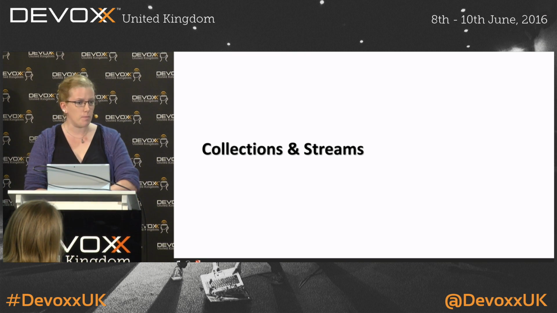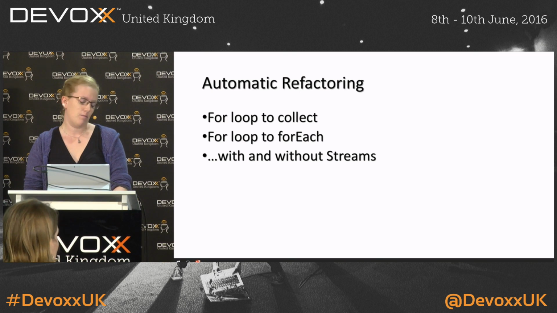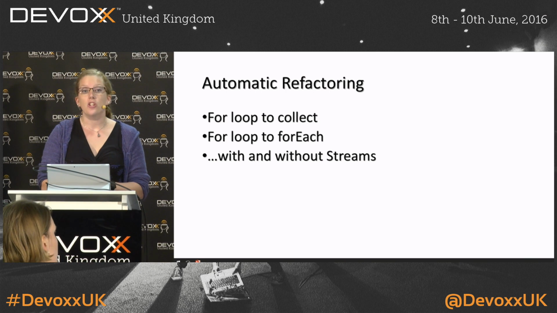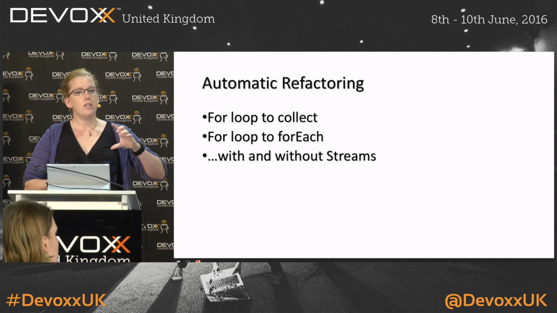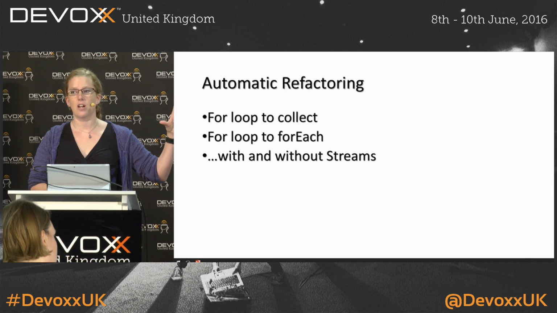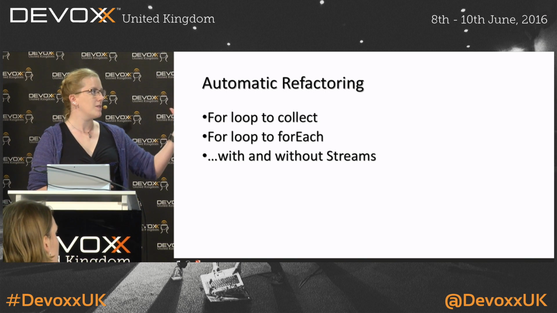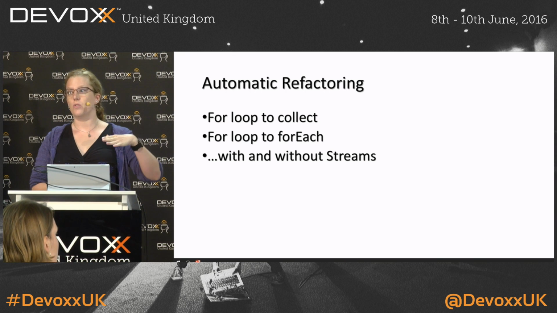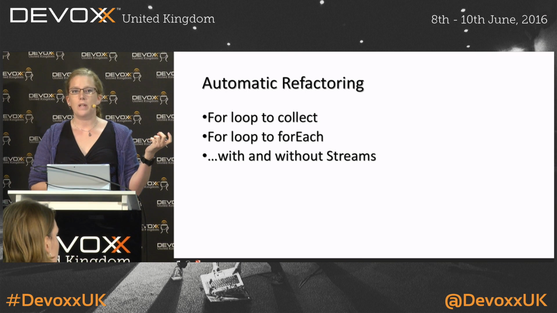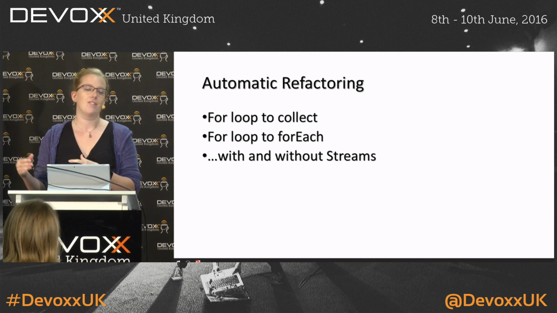Let's look quickly at collections and streams. Quickly, maybe not quickly. Again, we have a bunch of automatic refactorings we can use here. With the lambda expressions, we can take a bunch of code which looks fairly different, anything which is kind of interfacey or anonymous-classy, and turn that into a lambda expression. With this automatic refactoring, we take anything which looks like a for loop and we can turn it into a bunch of different things.